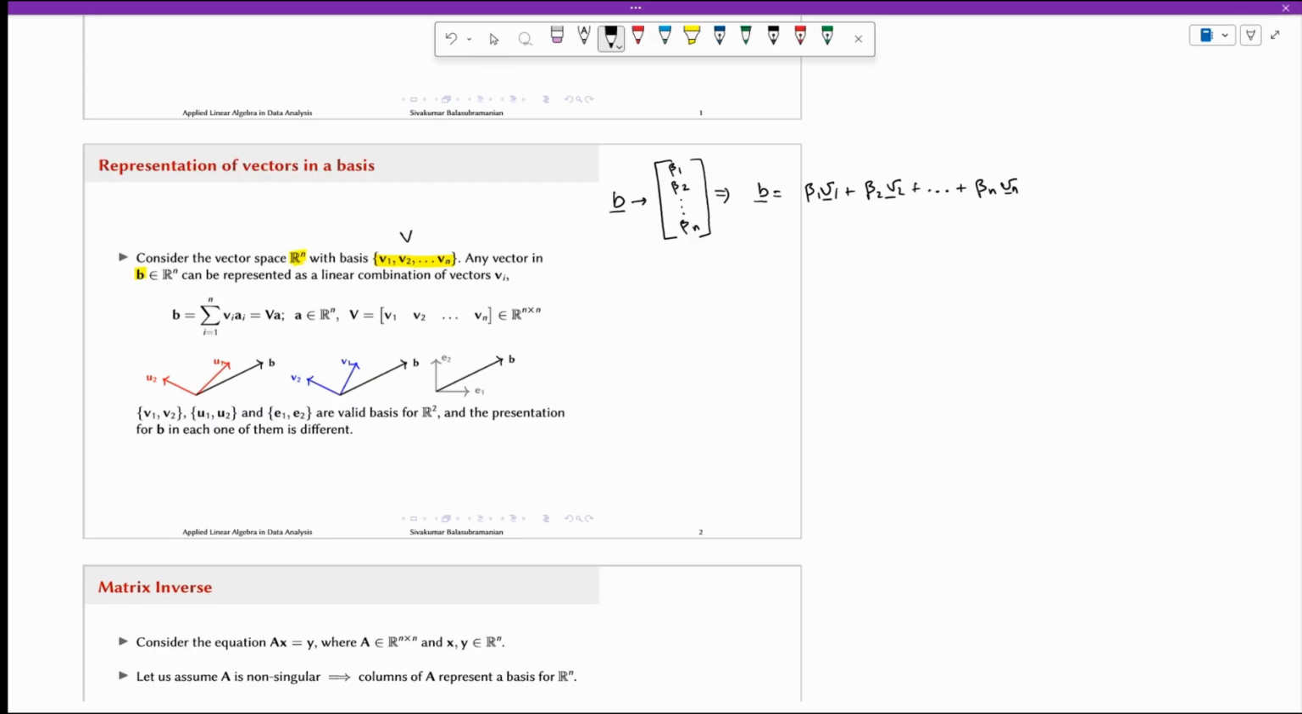A linear combination of a set of vectors can be written as a matrix multiplication involving a matrix post multiplied by a column vector. That means if I get my basis vectors and form a matrix V, where the columns of the matrix are the basis vectors themselves, V1, V2, up to Vn, what will be the shape of V?